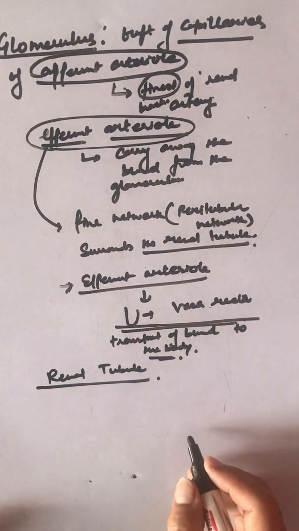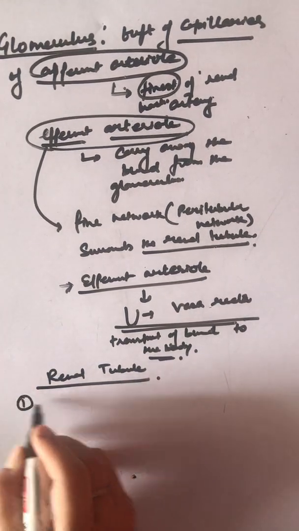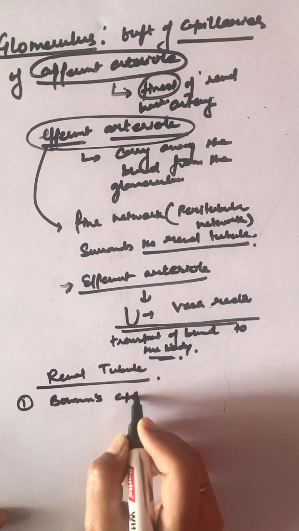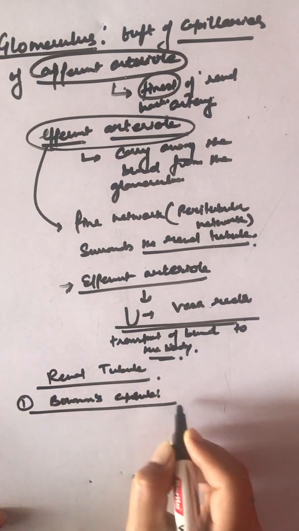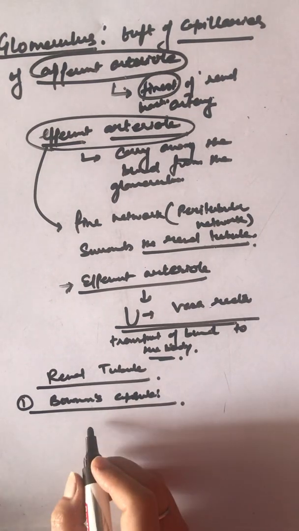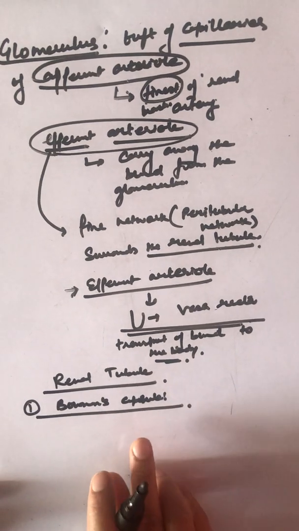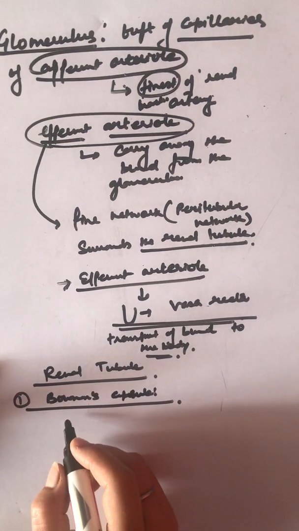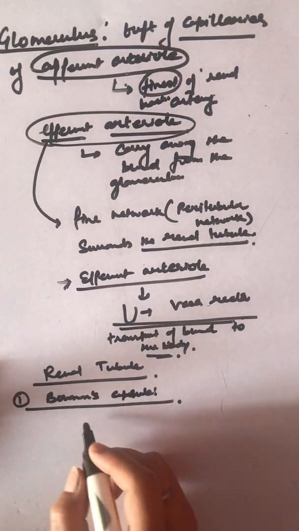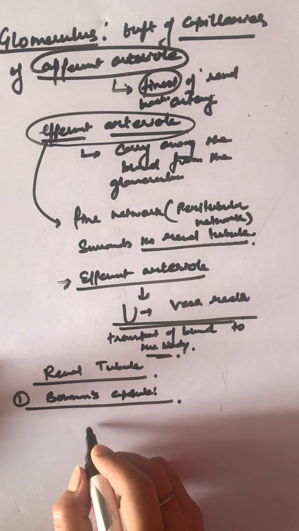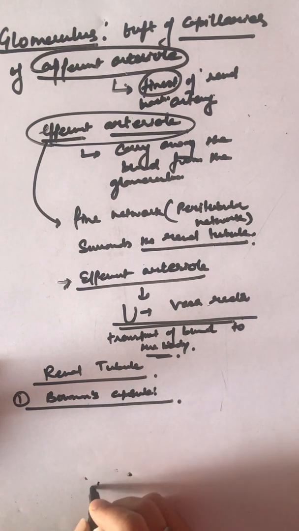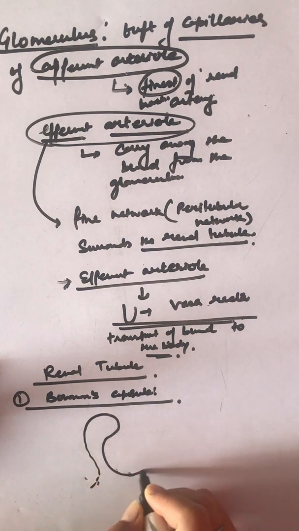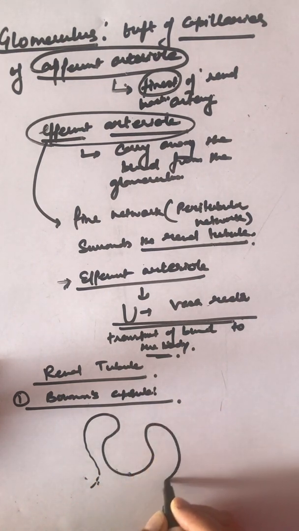What is renal tubule? The first one is Bowman's capsule. The renal tubule is basically closed at the proximal end. Here it is expanded, curved to form a double-walled cup-shaped structure called the Bowman's capsule. If you look at it, this structure appears a little like this.